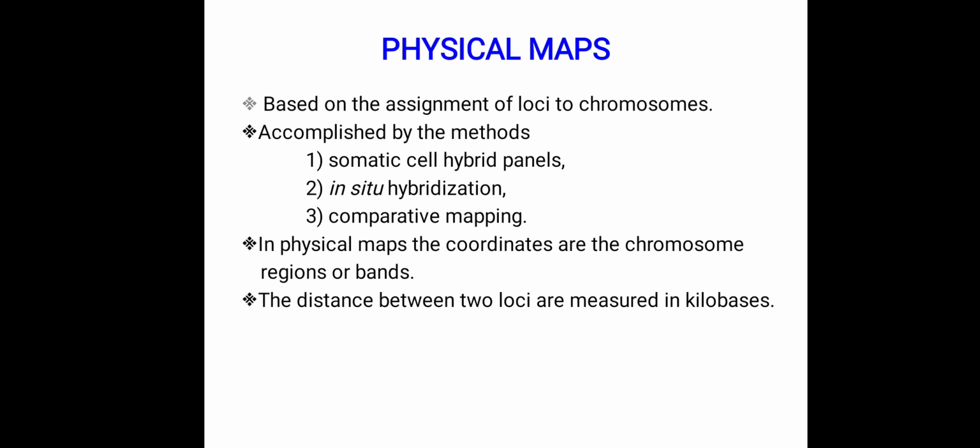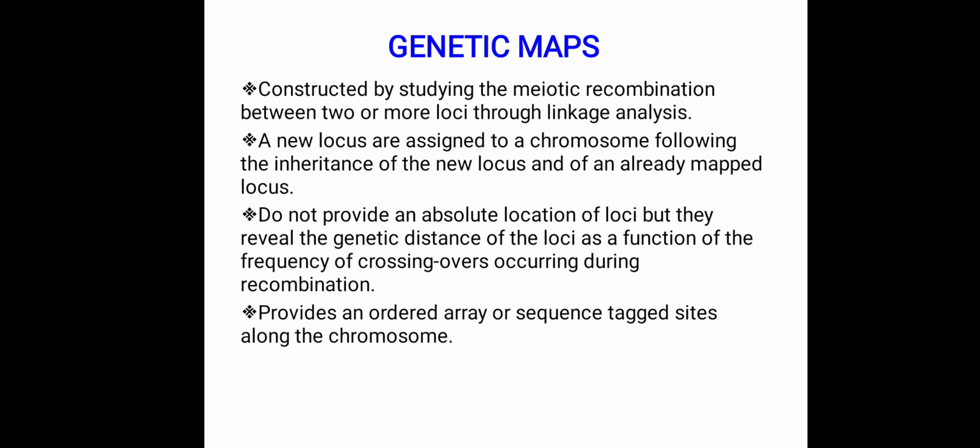Physical maps are based on the assignment of loci to chromosomes. It is accomplished by the methods of somatic cell hybrid panels, in situ hybridization, and comparative mapping. In physical maps, the coordinates are the chromosome regions or bands. The distance between two loci is measured in kilobases. The units are kilobases.